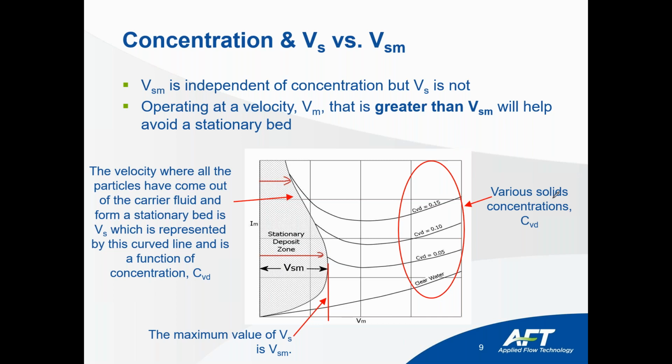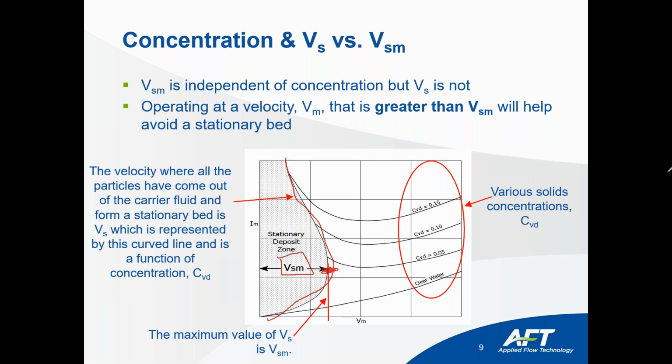Now, VSM, this is the maximum settling velocity. So as you can see, when you follow this curve around here, this is the point at which you have the maximum velocity where you would operate past, and that would be the absolute limiting case where you would start to settle out of the fluid. And so any velocity at this particular point right here, it is possible that you could start to have settling.